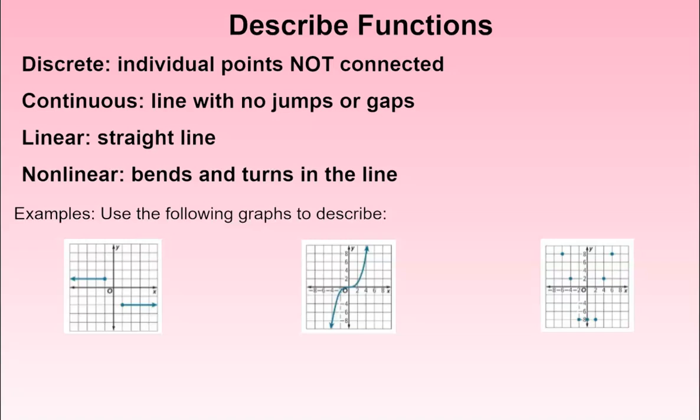Now, example one, the one on the left, we can see that we have starting points. So this first one, we have a starting point right here, and then it goes to the left. The other one, we have a point here, and it goes to the right, but there is a gap here. So we know that this is not continuous because there is a gap. We know it's not discrete because it's not just a bunch of points. So one of the descriptions we can write down, it's neither.